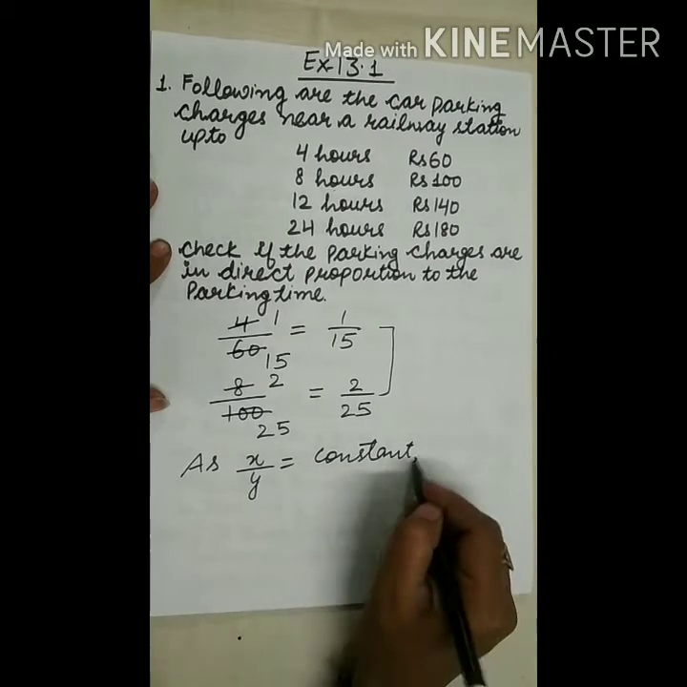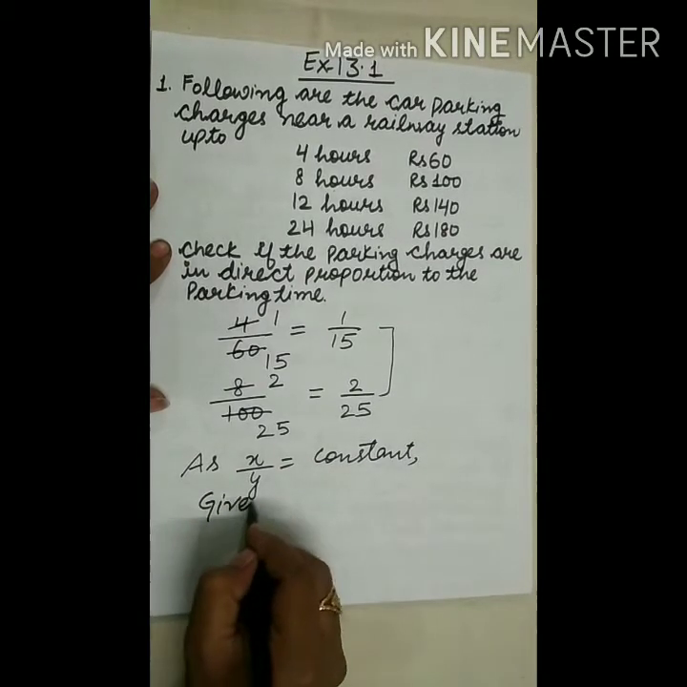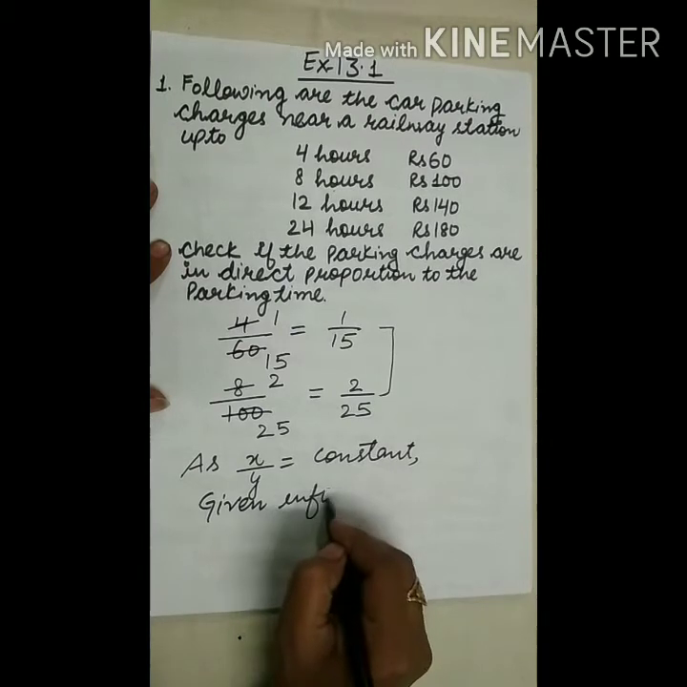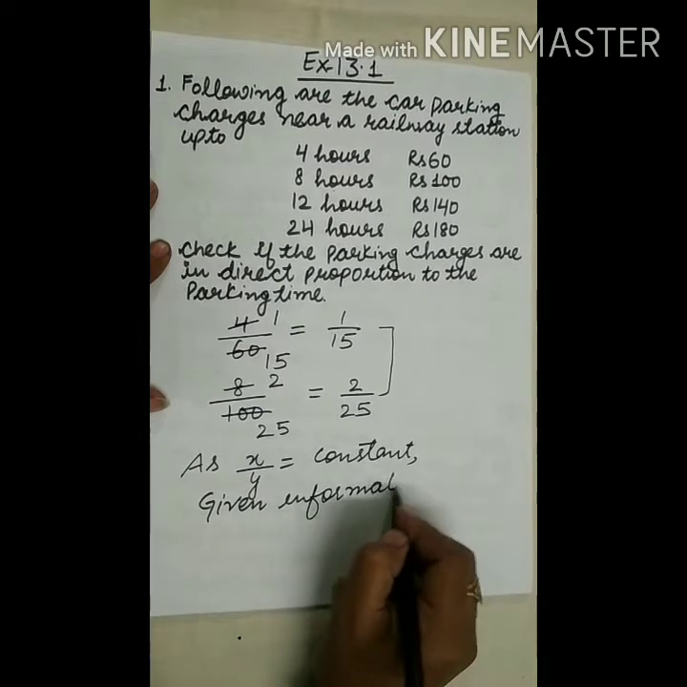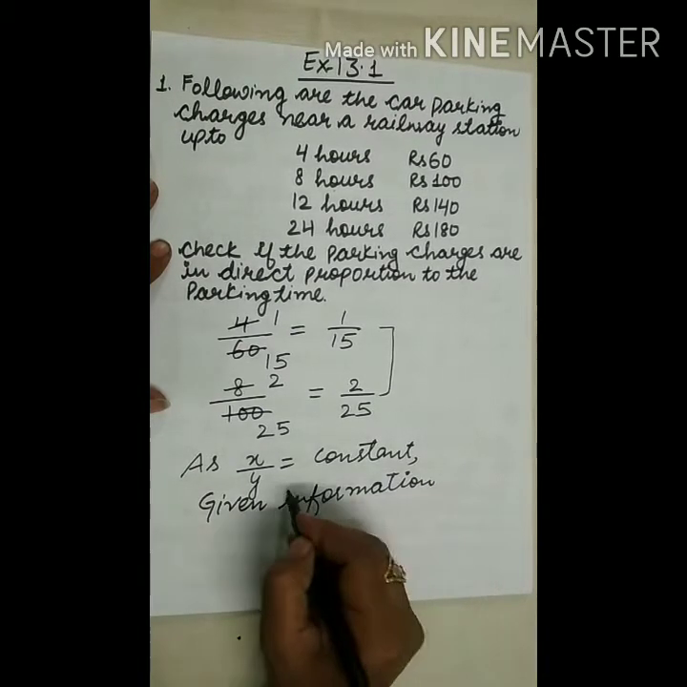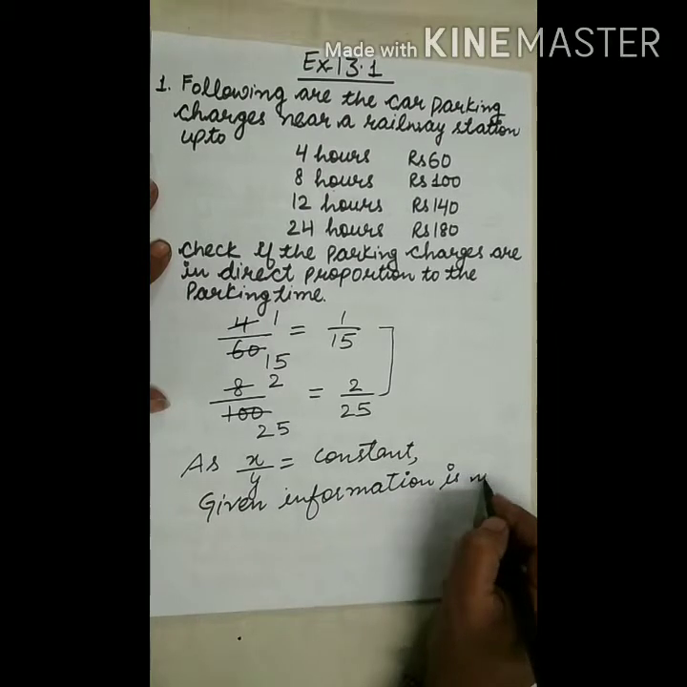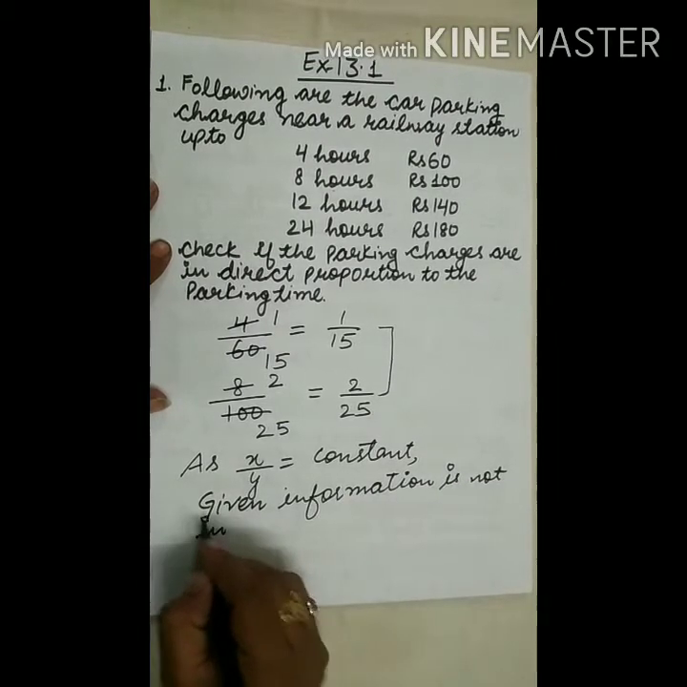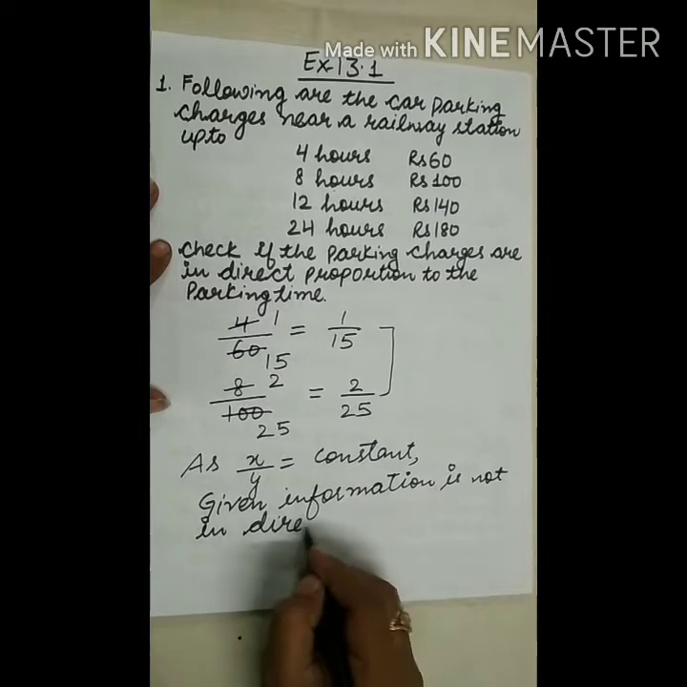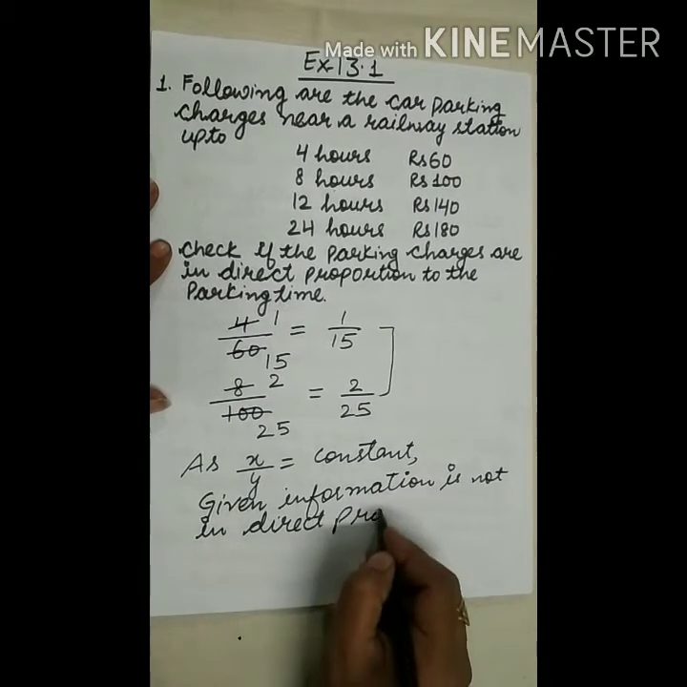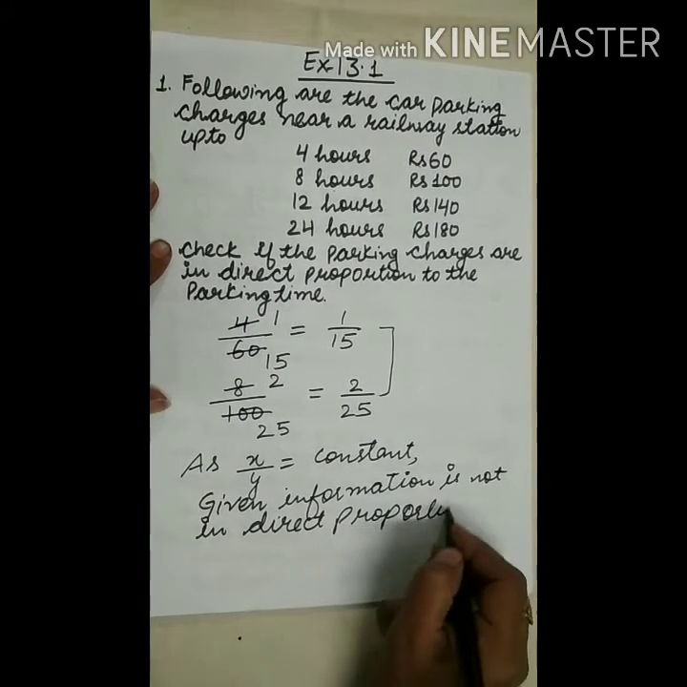So we can say that the given information is not in direct proportion.